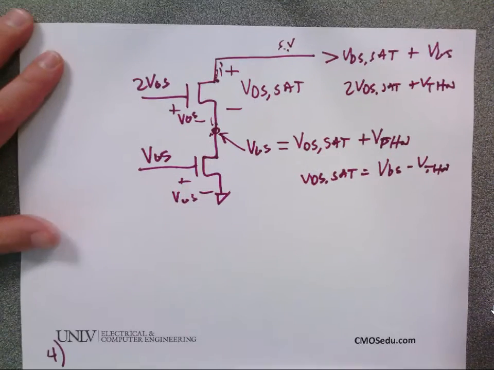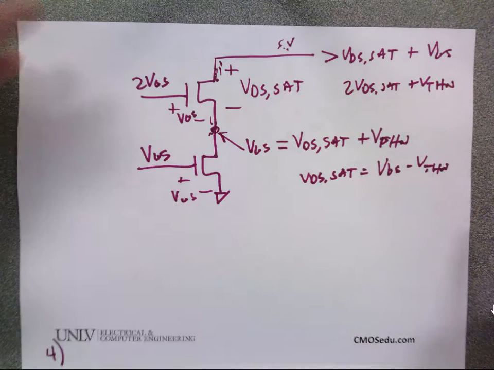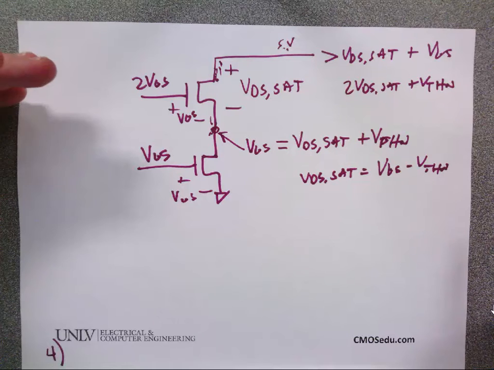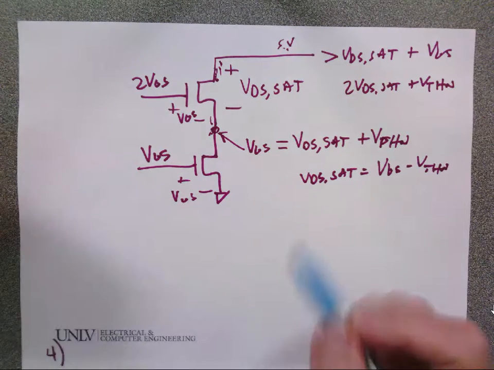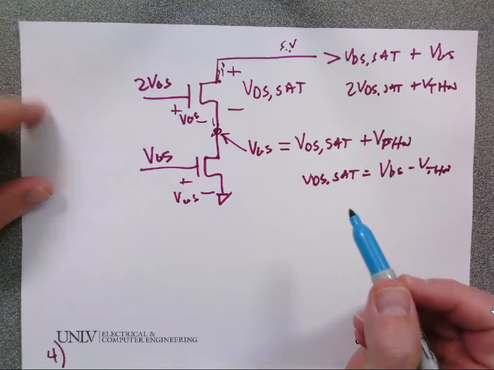Why don't I real quick, before I move on to the wide swing, rederive the output resistance one more time? Let's use sky blue for that, because it's a nice day today. It's a nice day for a walk in the park.